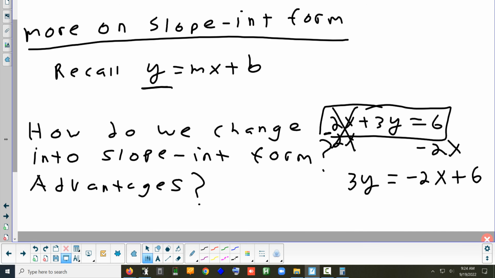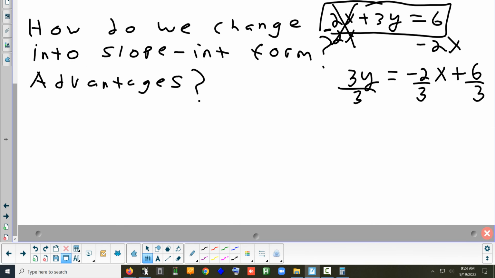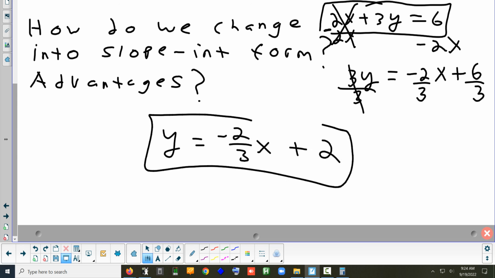So how would we get rid of this 3? Yep. Would you just divide 3 on this side? Yep, and when you divide by 3, you want to do it everywhere just like that. So I'm just going to come over here. So now these cancel. And we get y equals negative 2/3 x plus 2.